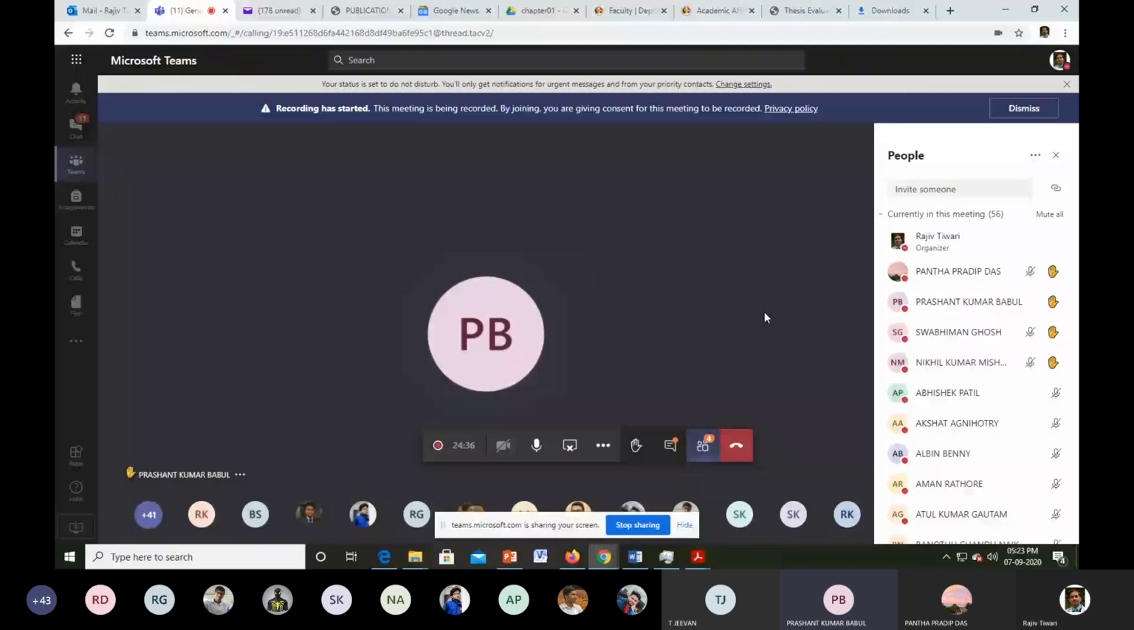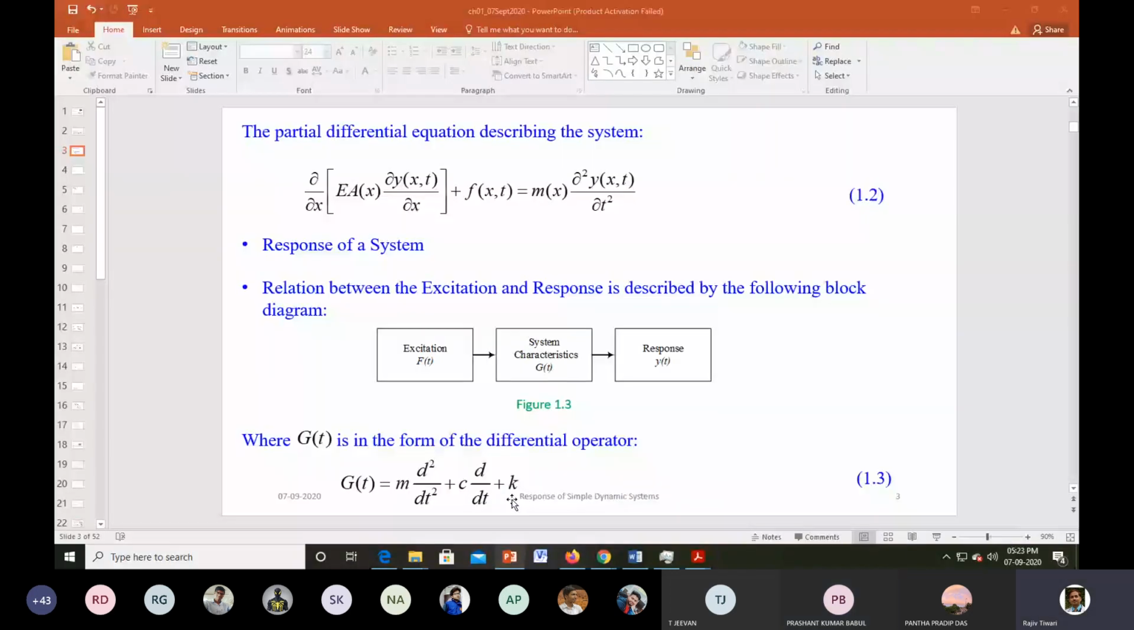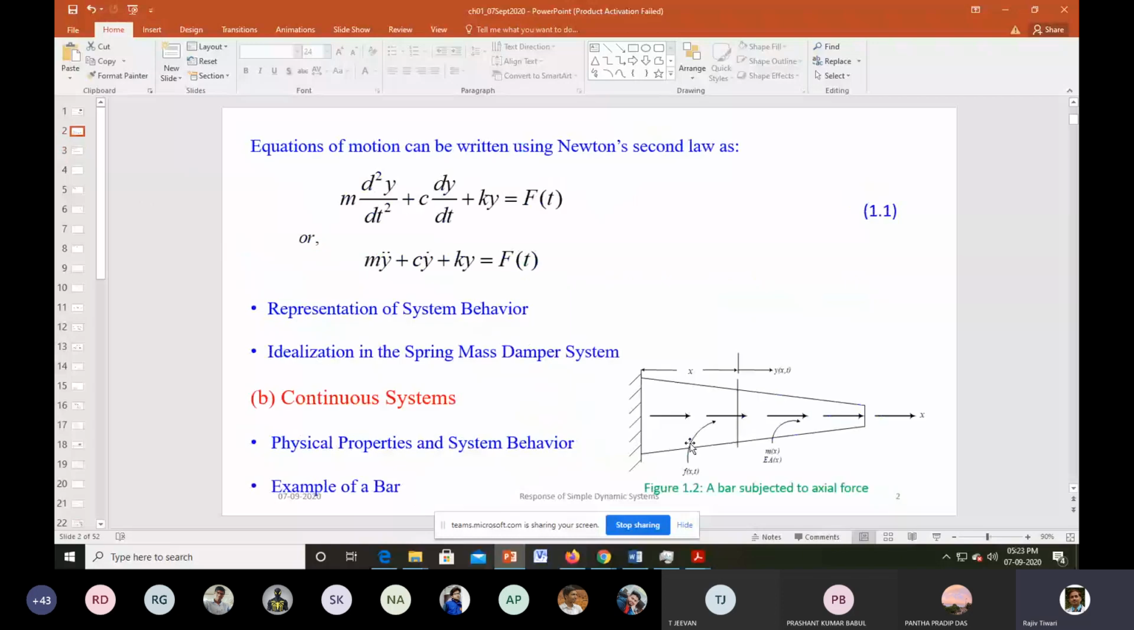Sir, one more question. X and Y are taken in the same direction? No. In this particular case X is this, and Y will be in the other direction. But if we want to consider Y also, then instead of a bar we need to consider the plate problem. That will be a two-dimensional object, so here we are considering a one-dimensional object.